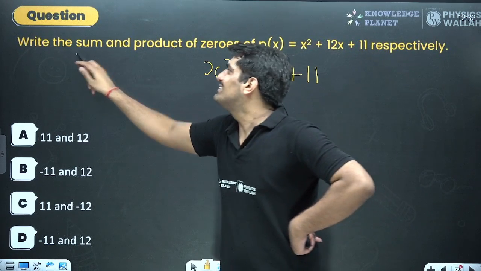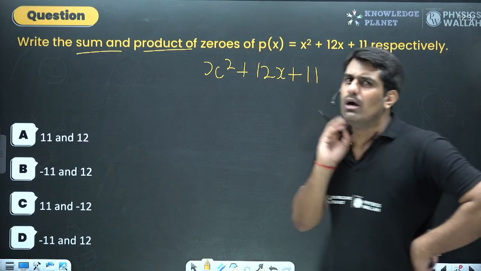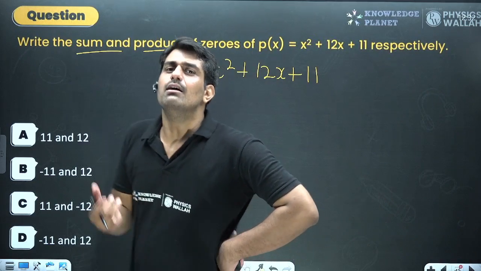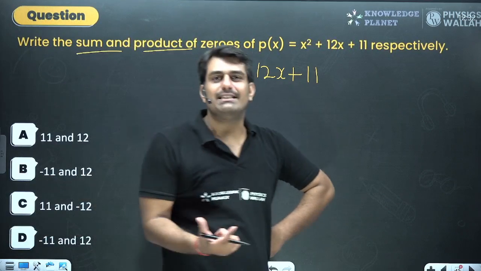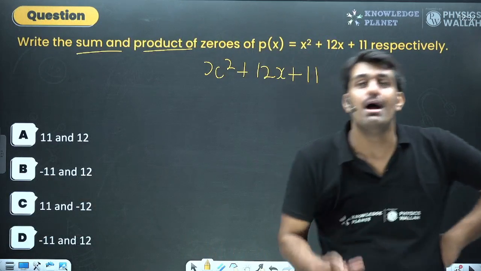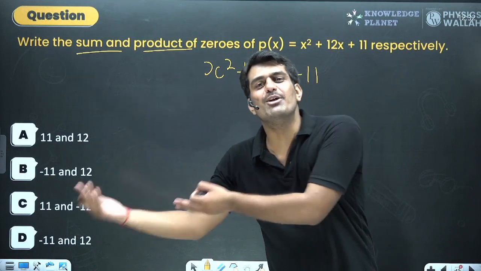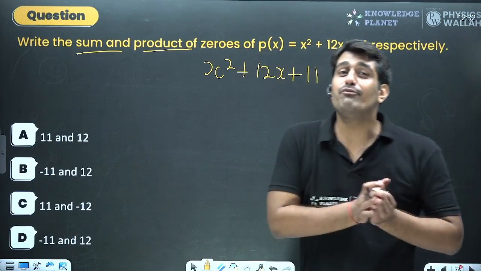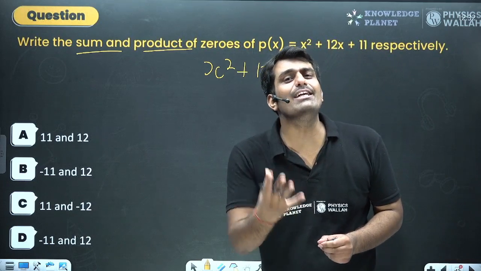We need to find the sum and the product of the zeros. Now, a student who hasn't learned the last concept which we have talked about, what will he be doing? He'll be doing the factorization, splitting the middle term, and whatever zeros he finds, he'll do the sum of it and he'll do the multiplication of it. But that's not the way forward for this question. This question needs hardly 2 to 3 seconds.